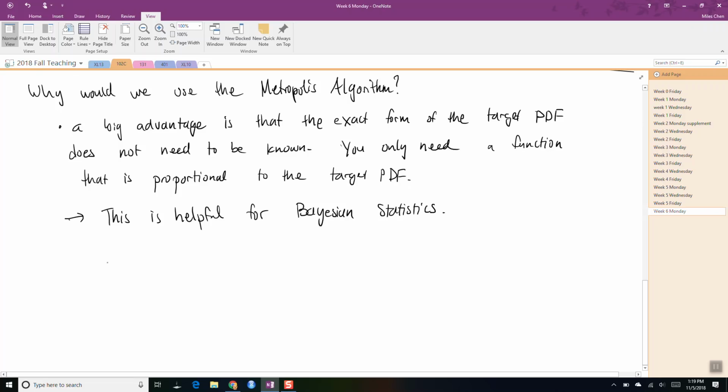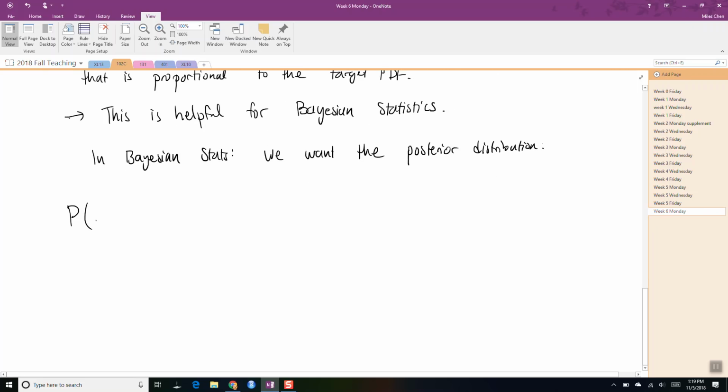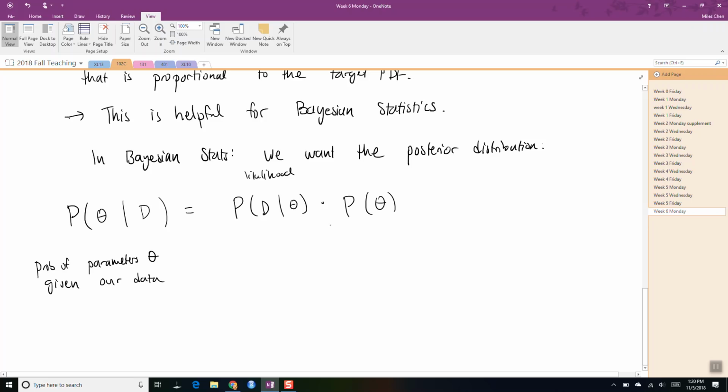And so over here, I'm going to just write, in Bayesian statistics, we want the posterior distribution, okay? And the posterior distribution is the probability of our parameters theta given our data, okay? And this is equal to the likelihood of the data multiplied by the prior distribution, divided by the marginal probability.